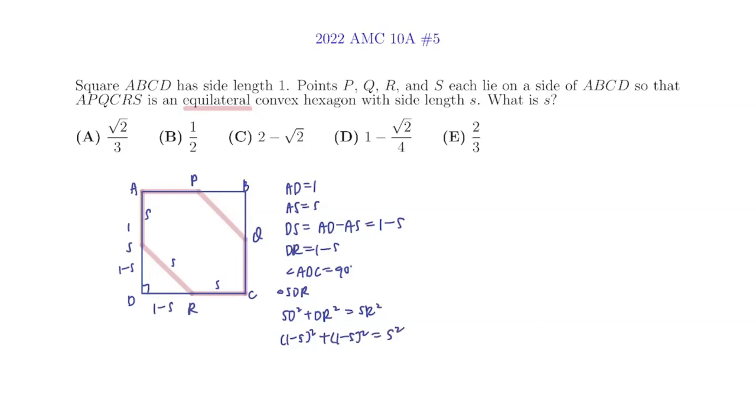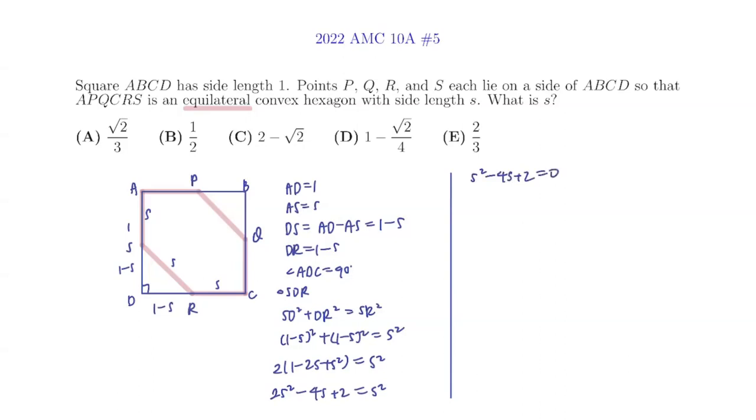Expanding that out, we get that 1 minus 2S plus S squared, times 2, equals S squared. Simplifying, 2S squared minus 4S plus 2 equals S squared, and we can move everything to the left-hand side. We have S squared minus 4S plus 2 equals 0.